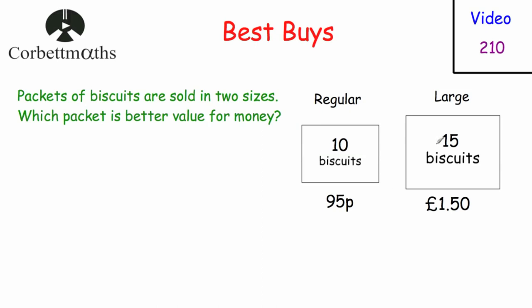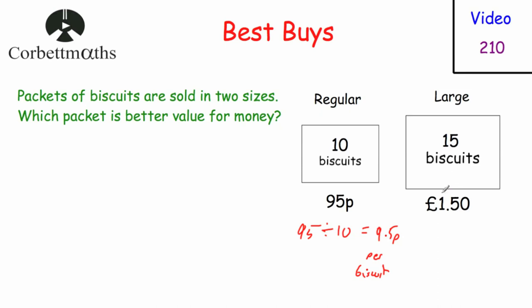Now, there's two ways which I typically answer questions like this. So using the first approach, we could divide the total cost, the 95p, by the 10 biscuits to find the cost per biscuit. So I could do 95p divided by 10, and that would tell me how much it costs per biscuit in the regular box. So 95 divided by 10 is 9.5p. So it's 9.5p per biscuit here.